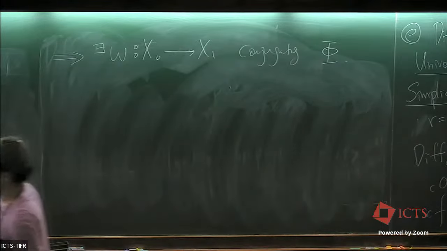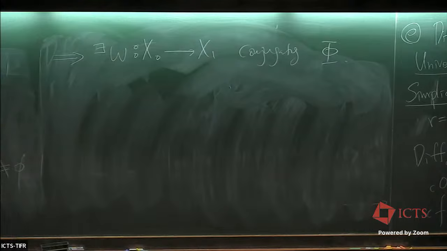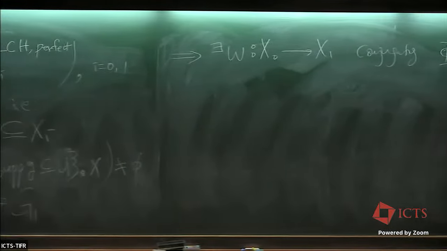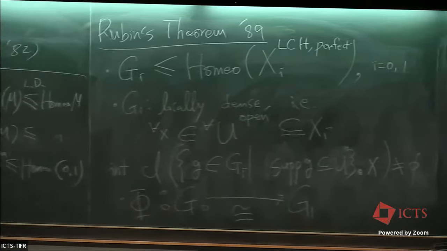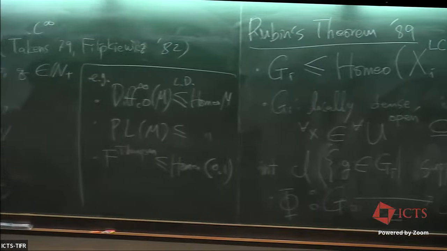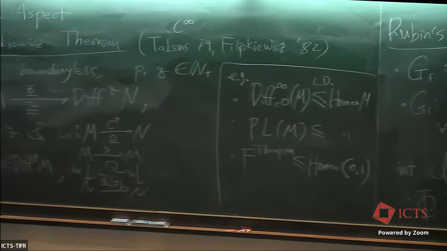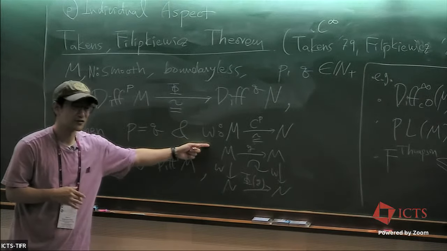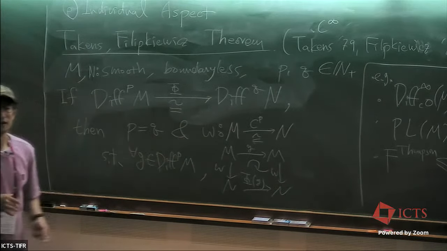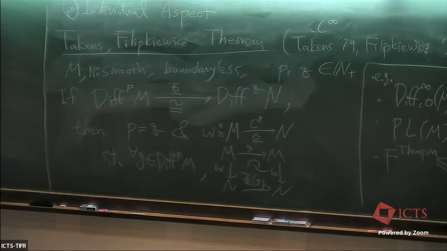So Rubin's theorem gives you the C0 map W right away, like for free. If you know this theorem, then in the statement of Takens-Filipkiewicz, you immediately have W as a C0 homeomorphism. And the remaining part is the smooth conjugation problem. You have a topological conjugation. Can you upgrade it to a smooth conjugation, a C^p map?